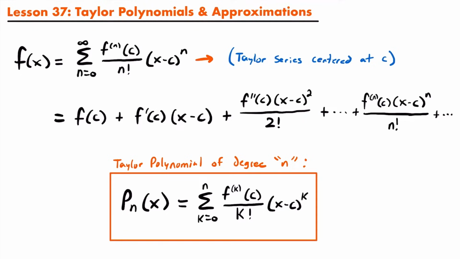This doesn't represent the Taylor series, it represents a Taylor polynomial, specifically of degree n. All right, and just a quick side note, if c is equal to 0, this would become a Maclaurin polynomial instead of a Taylor polynomial because, like I said earlier, a Maclaurin series is just a Taylor series centered at 0. So if c is equal to 0, this would be a Maclaurin polynomial. All right, but putting that aside, let's take a look at what the first couple Taylor polynomials would look like.